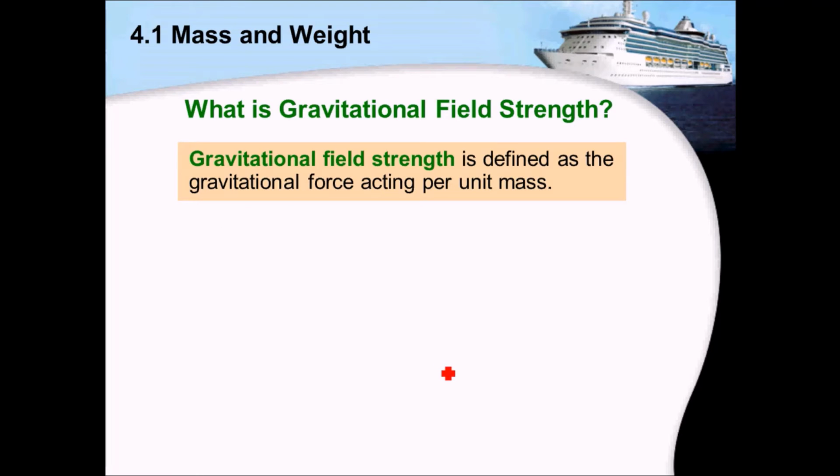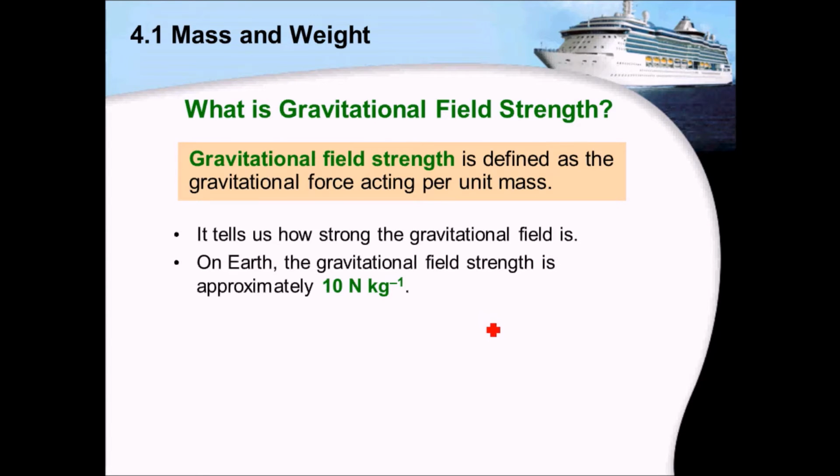So what is gravitational field strength? Since we have learned, gravitational field strength is defined as the gravitational force acting per unit mass. So it tells us how strong the gravitational field is. On Earth, the gravitational field strength is approximately 10 Newton per kg.